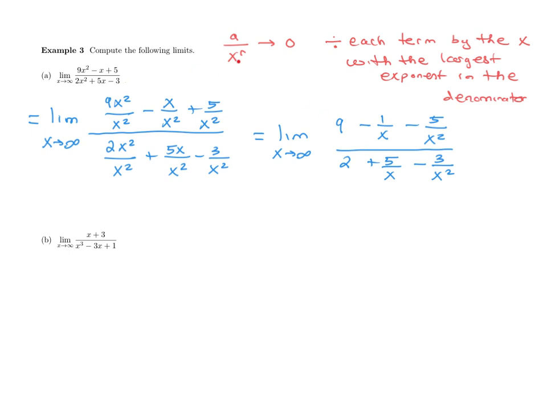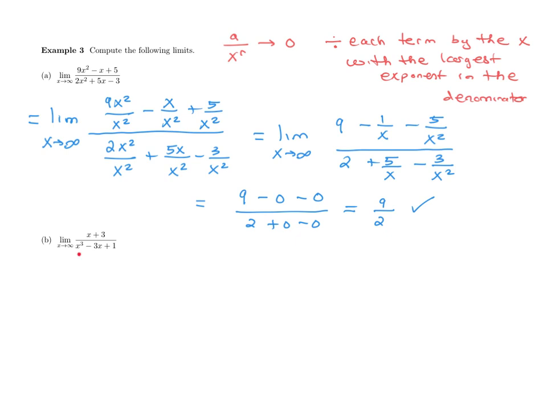But if you notice, these terms with the x's all resemble this. It's a number over x to a positive power. Since x is going to infinity, nothing happens to 9, nothing happens to 2, but this goes to 0, this goes to 0, this goes to 0, and this goes to 0. You can actually write this thing as, the limit is 9 minus 0 over 2 plus 0 minus 0. And that is 9 halves. This limit is 9 halves because this, and this, according to this fact, are 0.